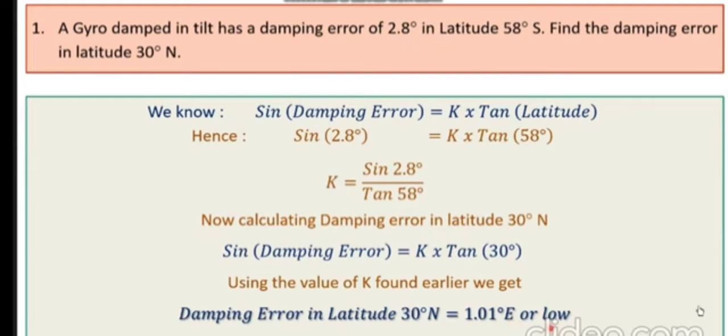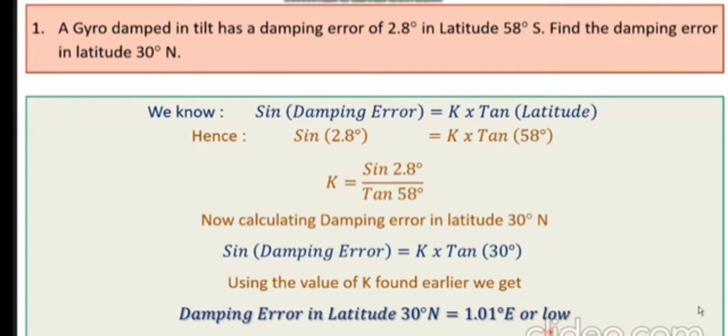East and low are interchangeable. You can denote it by either writing it as easterly error or you can write it as the gyro is 1.01 degrees low. So this completes our question number 1.